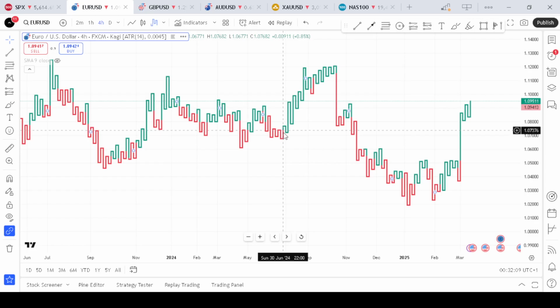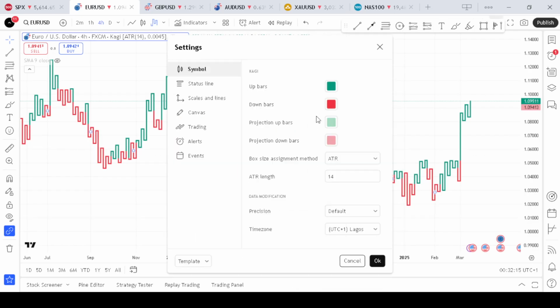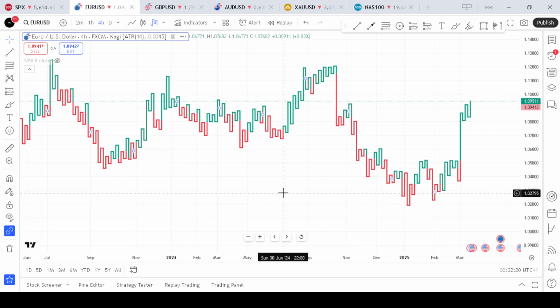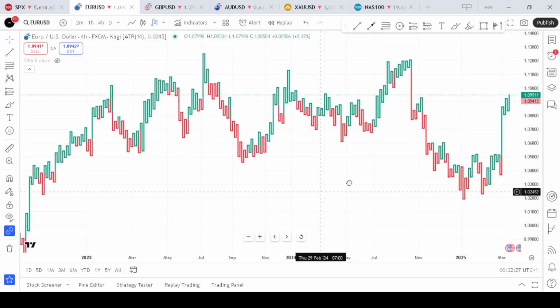So you simply go to your settings and set this. If you set the chart, it's already at its standard. It will be at ATR length 14. So this is basically the standard. So let's see how we can implement this Kagi chart in our trading strategy.